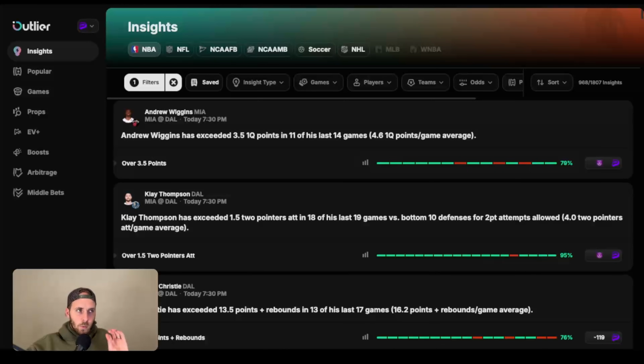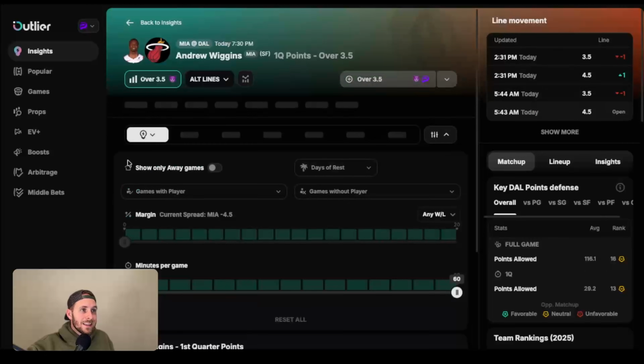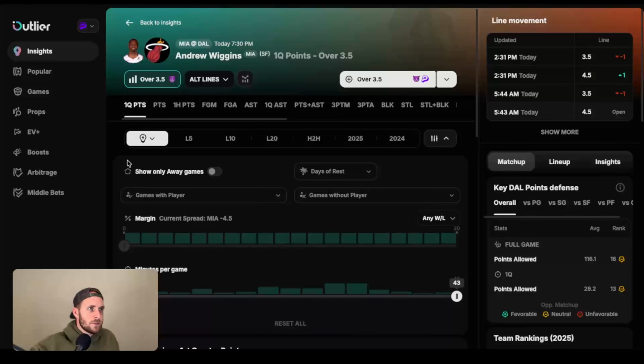But let me be clear with this Insights tab. It's not where your research ends, it's actually where your research should begin. The Insights is going to give you the context that is going to point you towards that smart angle that you need. But then what I recommend is clicking into this and then actually beginning some of your research.